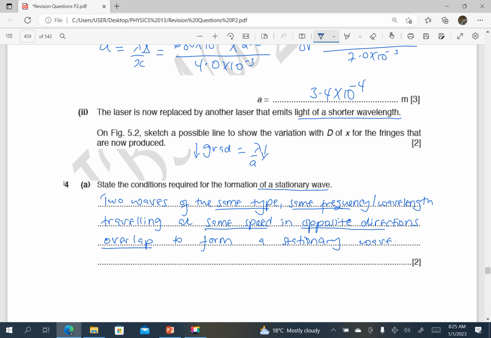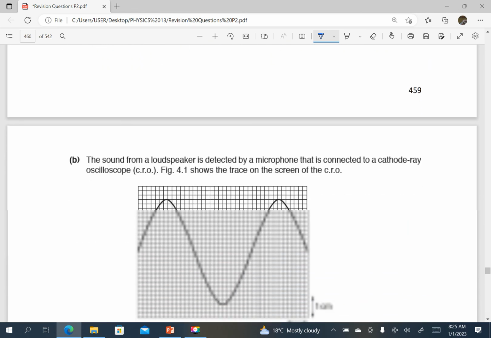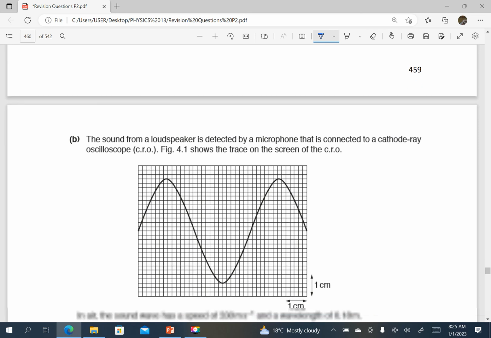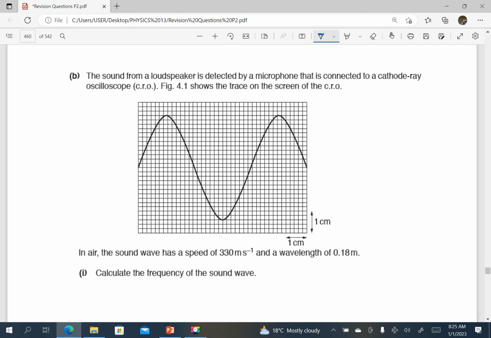Okay. The sound from a loudspeaker is detected by a microphone that is connected to a cathode ray oscilloscope. Figure 4.1 shows the trace on the screen of the CRO. So this is the figure showing the trace on the screen of the CRO.